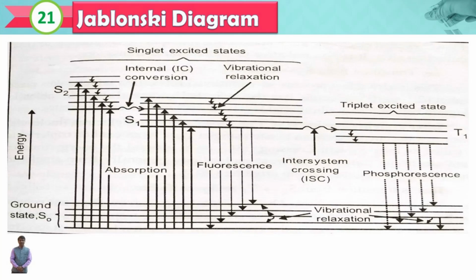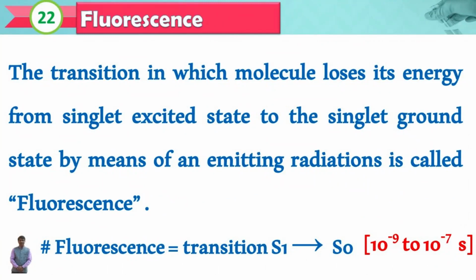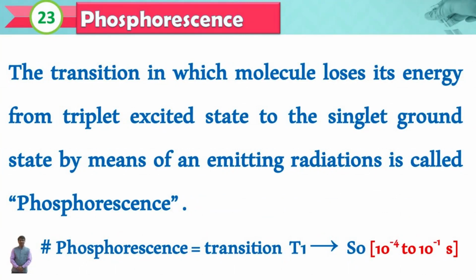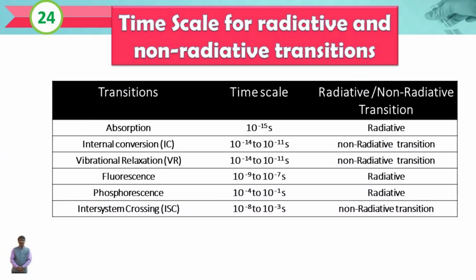radiative transitions. Fluorescence. The transition in which a molecule loses its energy from the singlet excited state to the singlet ground state by emitting radiation is called fluorescence. Phosphorescence. The transition in which a molecule loses its energy from the triplet excited state to the singlet ground state by emitting radiation is called phosphorescence. Time scale for radiative and non-radiative transitions.